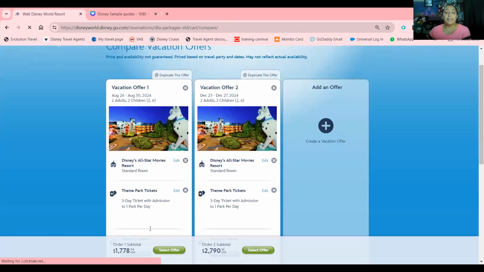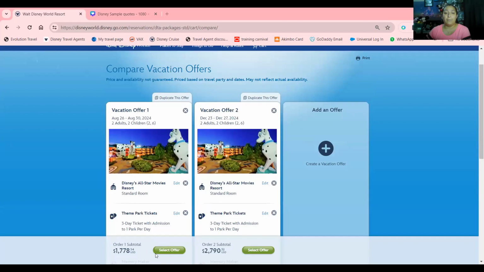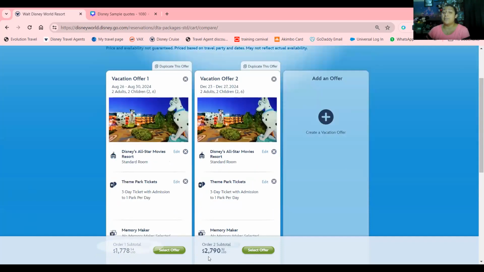And then you guys are able to look at this and be like, wow. You see down here? Okay, right here. Okay, we have that available, right? As well as having this one available. So what you can tell your client is like, okay, Miss Smith, well, I think it's better going in August because you're going to get it for $1,778 compared to going during Christmas, which is $2,790.